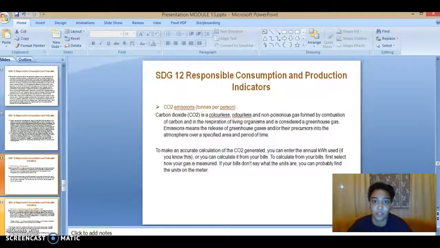SDG 12, Responsible Consumption and Production, has two indicators. One of them is CO2 emissions, tons per person. Carbon dioxide, CO2, is a colorless and non-poisonous gas formed by combustion of carbon and in the respiration of living organisms and is considered a greenhouse gas. Emissions means the release of greenhouse gases and/or their precursors into the atmosphere over a specified area and period of time. To make an accurate calculation of the CO2 generated, you can enter the annual kilowatt hours used, or you can calculate it from your bills. To calculate it from your bills, first select how your gas is measured. If your bills don't say what the units are, you can probably find the unit on the meter.